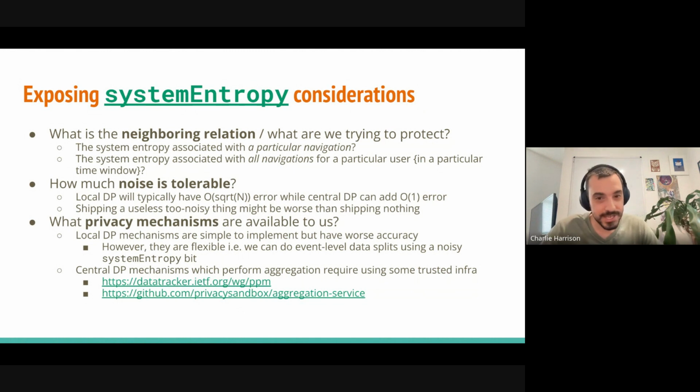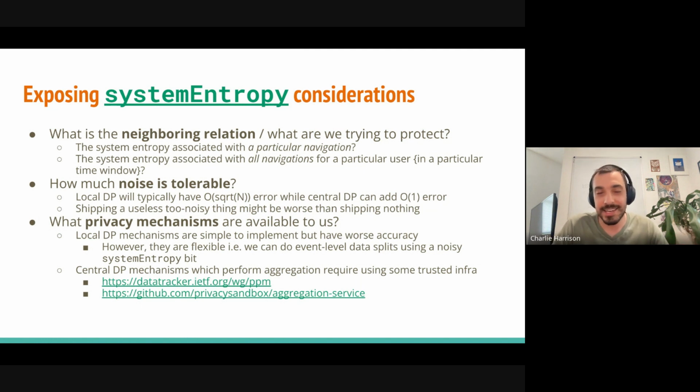Are we trying to protect the system entropy associated with a particular navigation? Are we trying to protect the system entropy associated with lots of users' navigations? If we want to look at some aggregate for any one particular user, these would describe very different kinds of protections that you would want differential privacy to give you.